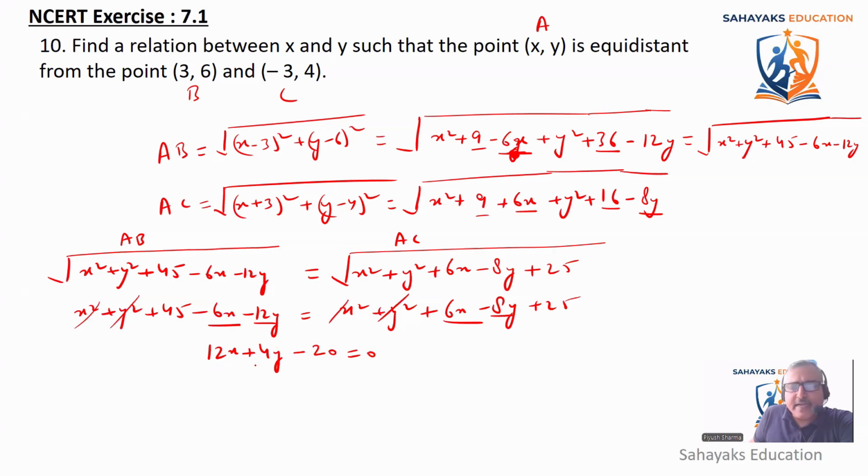Now we can divide the entire equation by 4. So it becomes 3x plus y minus 5 is equal to 0. And this is the equation of a line. The 3x plus y minus 5 is equal to 0. So this is the relationship between x and y. Okay. There could be a possibility that in your exam questions, they can ask you to draw this line on the xy plane.